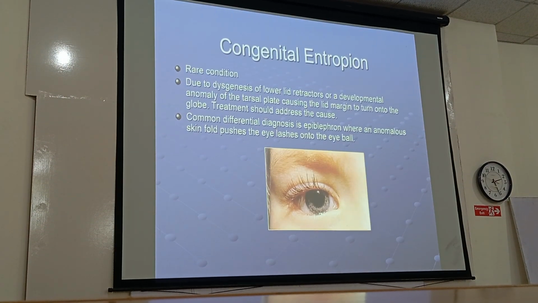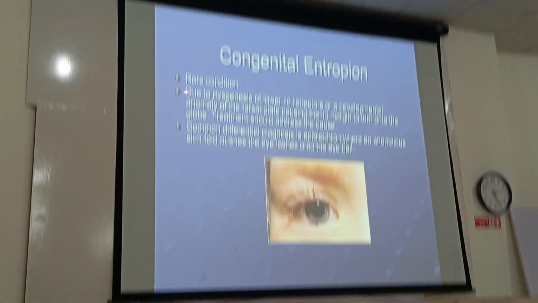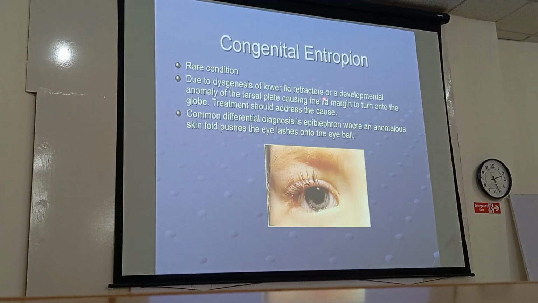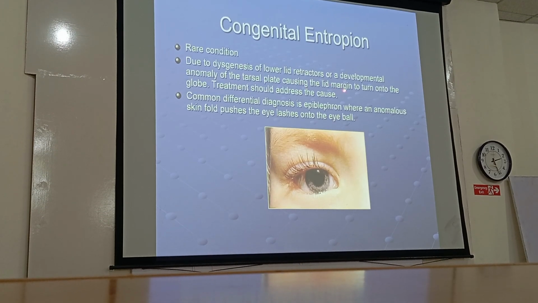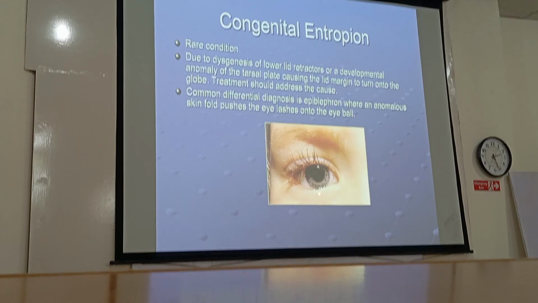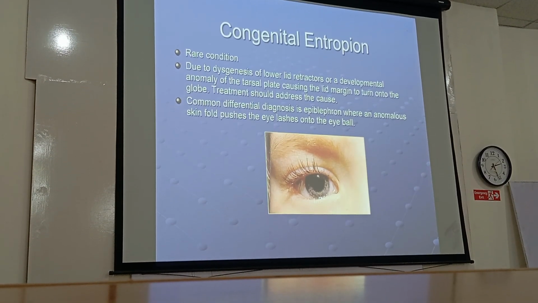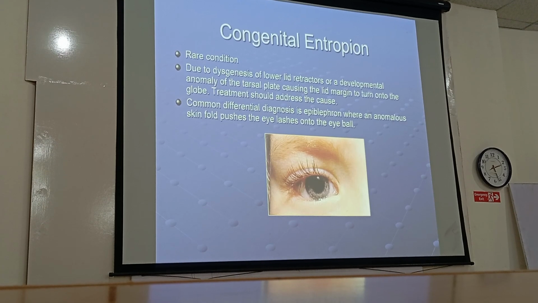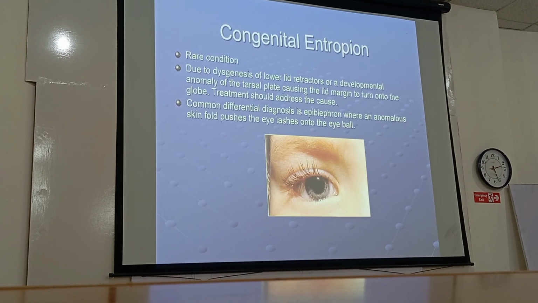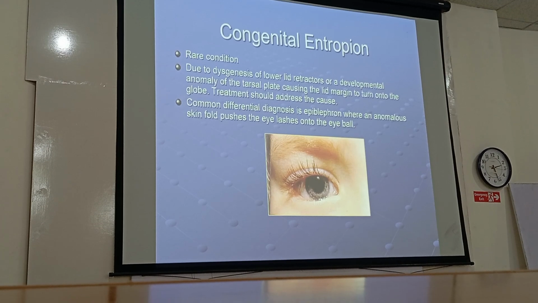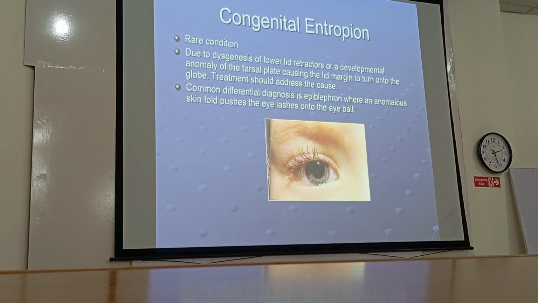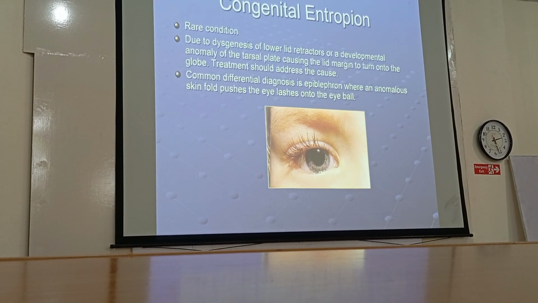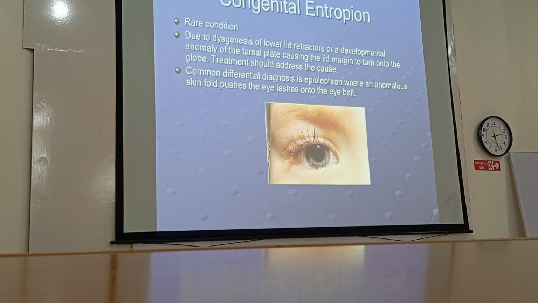Now, congenital entropion is a very rare condition. Due to dysgenesis of lower lid retractors or a developmental anomaly of the tarsal plate, which is a fibrous tissue causing the lid margin to turn onto the globe, treatment should address the cause. As you can see, the tarsal plate is not developed. Tarsal plate is the thick fourth layer which causes the eyelid to stay in position to give it the integrity. When it is absent, then either entropion or ectropion may occur because the eyelid has no structure to stabilize it.